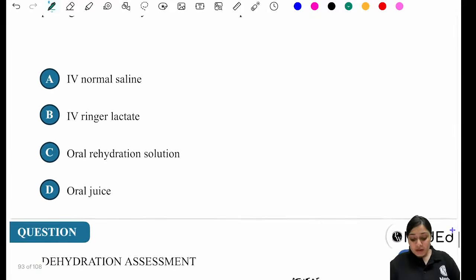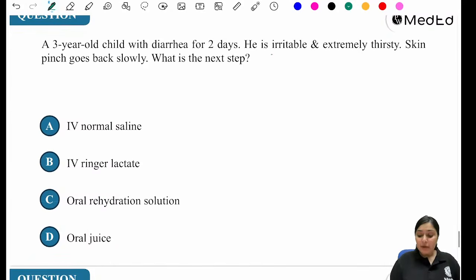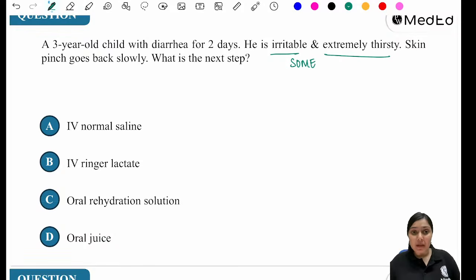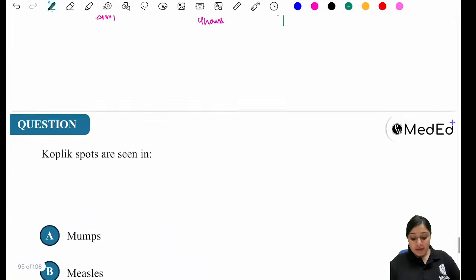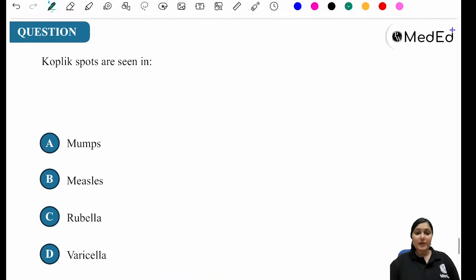Right? So in this question, the child was irritable, extremely thirsty. These are the signs of some dehydration. The skin pinch is also going back slowly. What would be the next step? The next step is oral rehydration solution. This is some dehydration. So now let's move to the next question, Koplik spots.